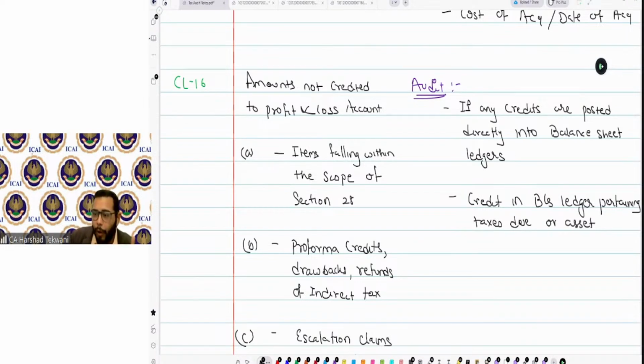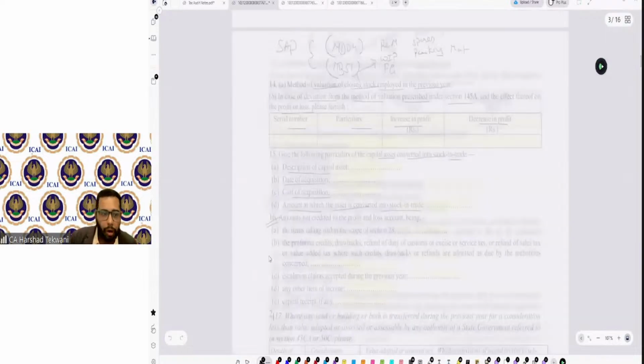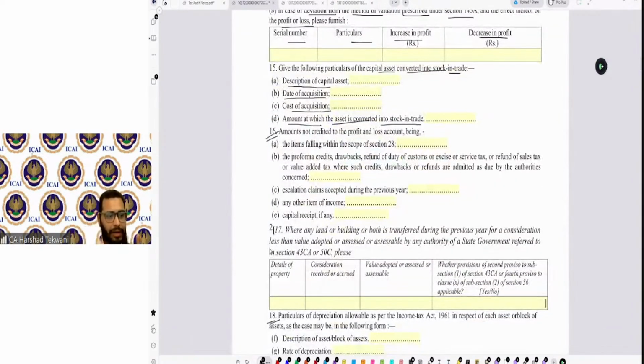Now, the critical point here is, if you see the provision or the clause, it talks about pro forma credits, duty drawbacks, everything admitted as due by the authorities concerned. Or refunds are admitted. It's not only that we are talking about the received, we are talking about admitted. So credit or claims which have been admitted as due after the relevant previous year are not required to be reported over here.